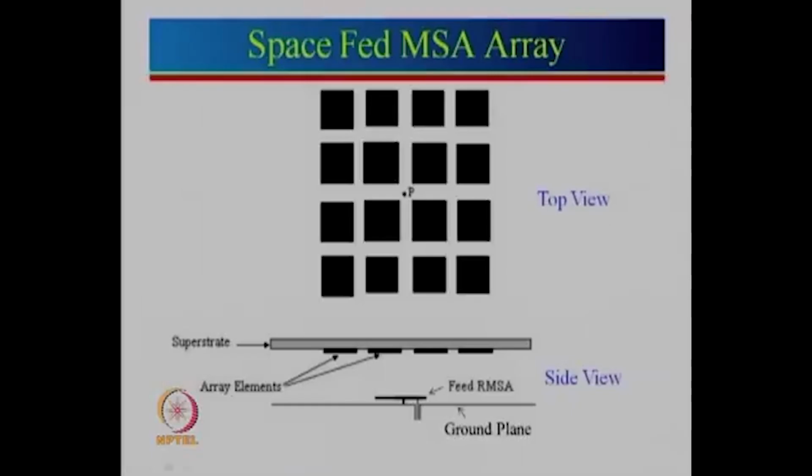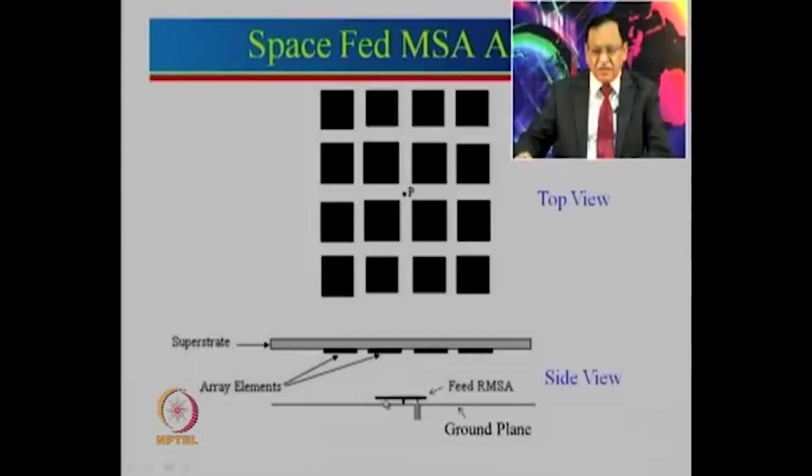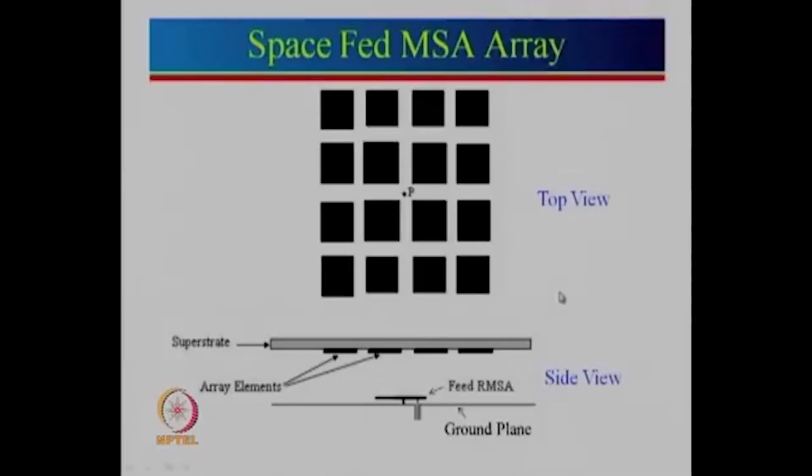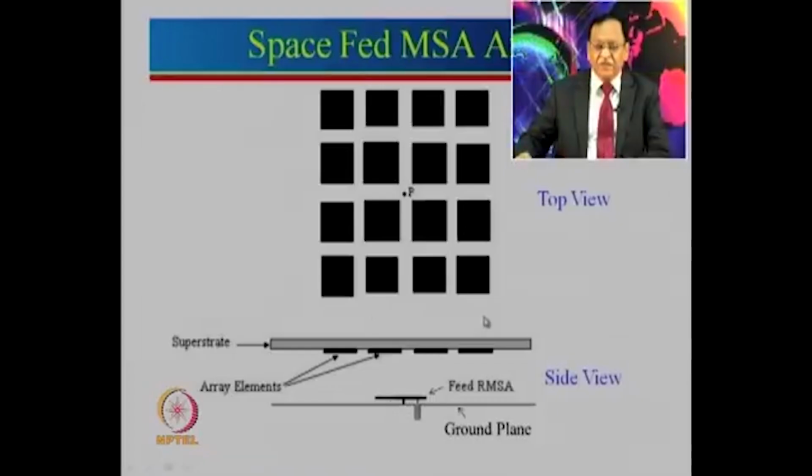So here we have designed an antenna where this is the fed microstrip antenna, and that microstrip antenna is radiating, and that radiation excites the patches on the top. So this is also known as a space fed microstrip antenna array. You can see that this is the top view. That is a 4 by 4 array, and we are actually feeding just a single element which is exciting this one. So here there are no feed losses.